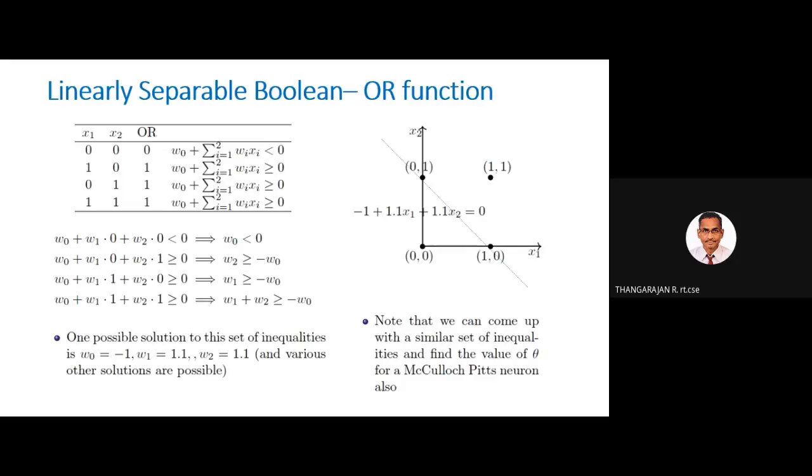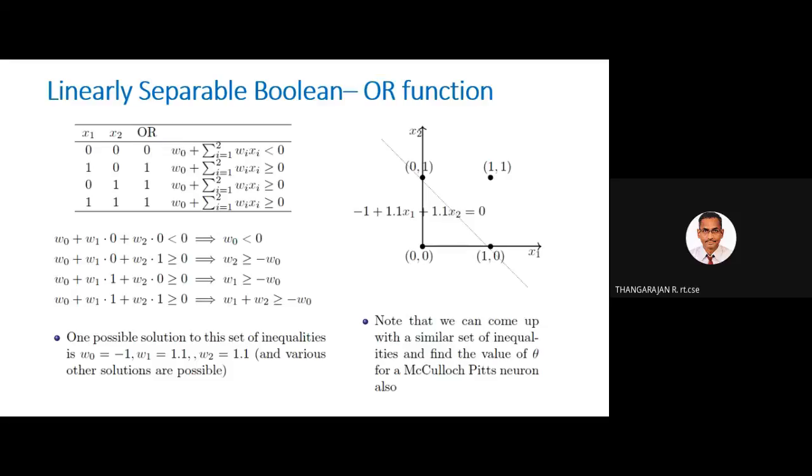And from the second value of the truth table, when input x1 is 0 and x2 is 1, W0 plus W1 into 0 plus W2 into 1 should be greater than or equal to 0. In that case, the W1 term will go away, so W0 plus W2 should be greater than 0. I can just bring the W0 to the other side and say that W2 should be greater than or equal to minus W0. So just rearranging this equation.